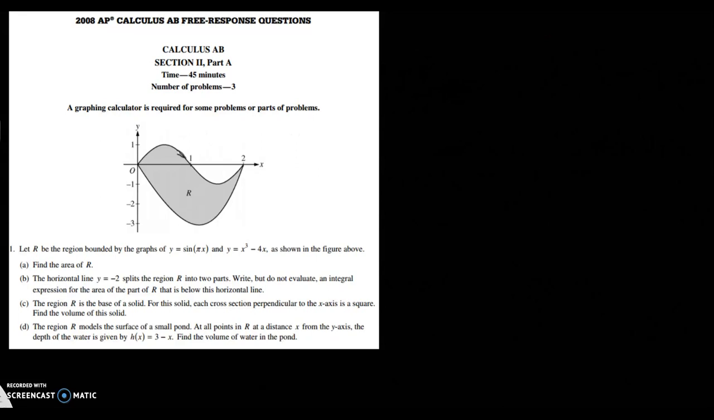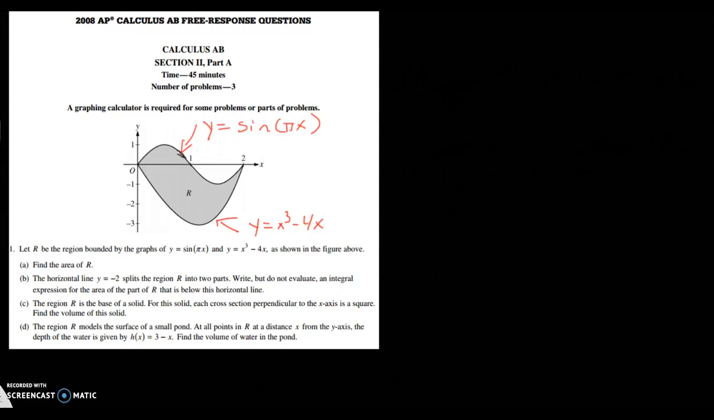So now we have to distinguish which one's the top function. What I did is I plugged in 1 to figure out which one was which. I got sine of pi, which is 0. This has to be the top function, y equals sine pi x. And when I plugged in 1, just to be safe, I got negative 3. So this has to be the bottom function.